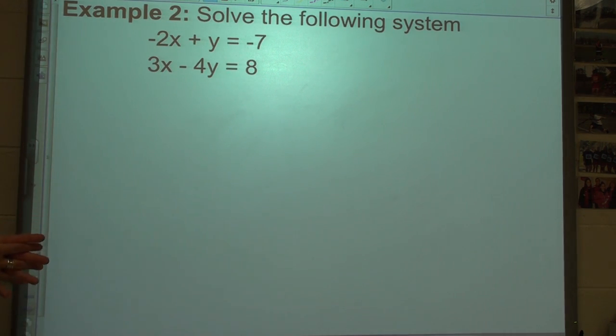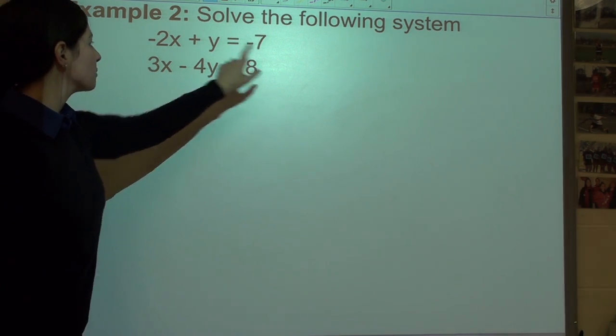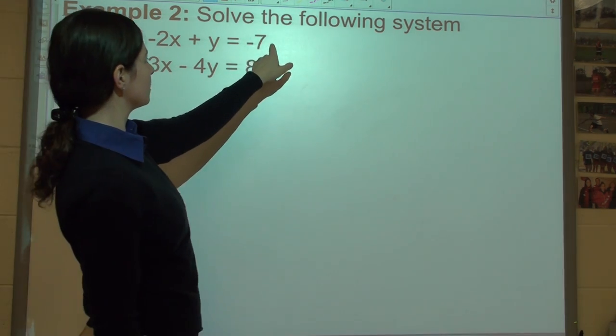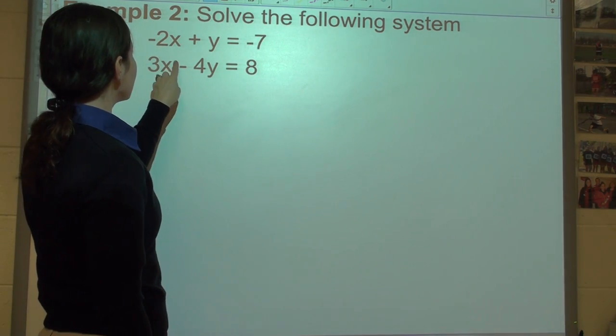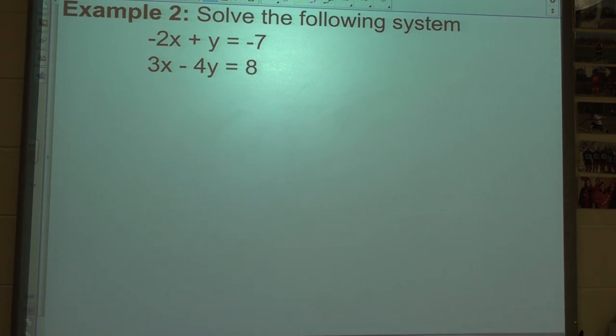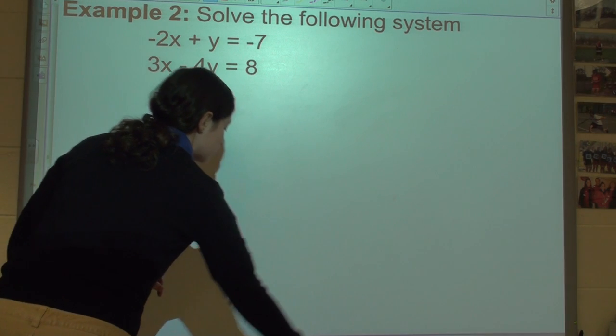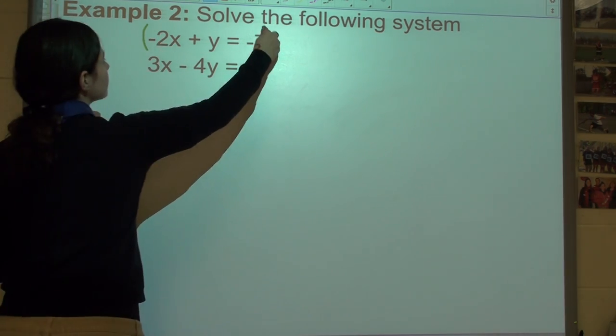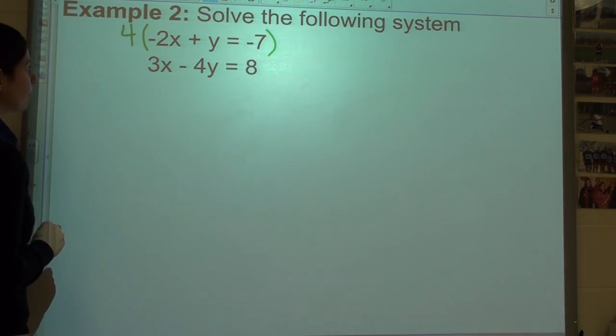So for my second one, negative 2x plus y equals negative 7, and 3x minus 4y equals 8. Now, if you prefer substitution, you could add 2x to both sides and then substitute positive 2x minus 7 in for y in the second equation. However, I'd like to show you an elimination problem. So instead what we're going to do is multiply this entire top one by 4.